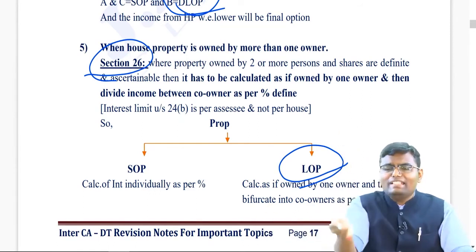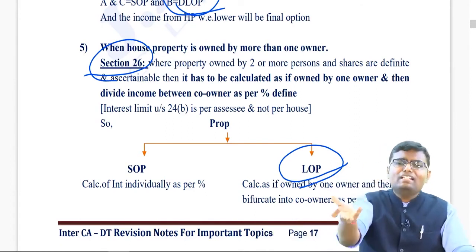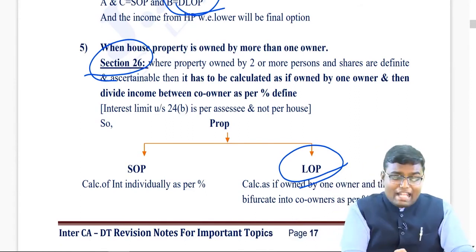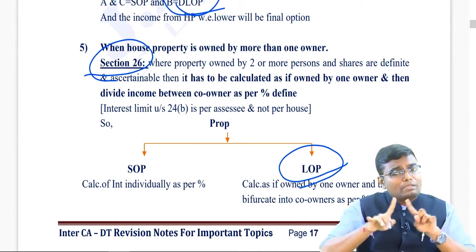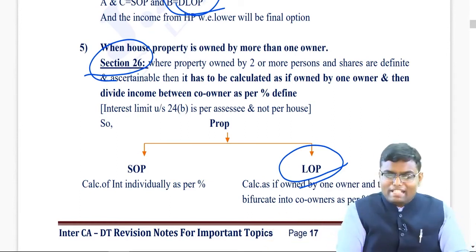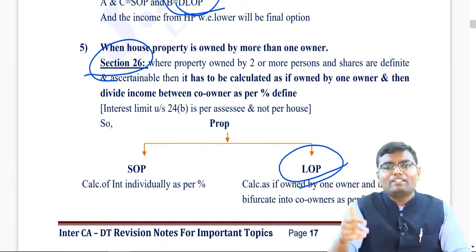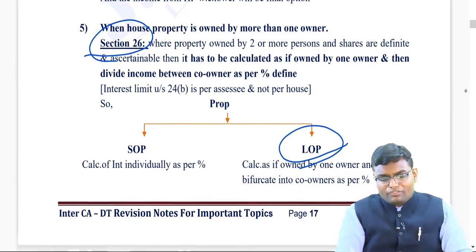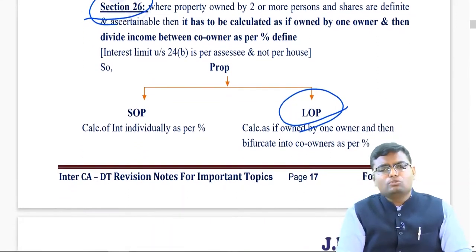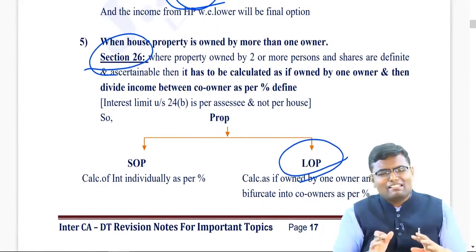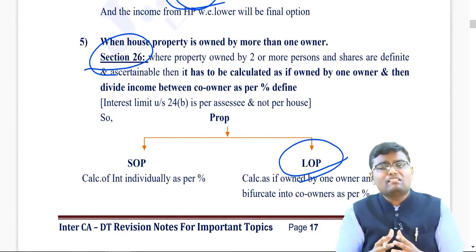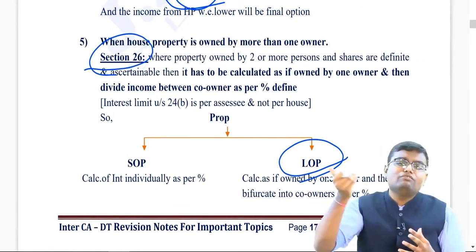Why are you dividing each and every element? Divide the final income from house property. But in SOP you can't do that, because in SOP both have a separate limit of 2 lakh. In LOP you can do that because interest doesn't have any limit. So if co-ownership is there, simple, you have to do proportionate calculation. In the special cases we don't learn anything new. We just learn how to use the concept which we have used earlier.